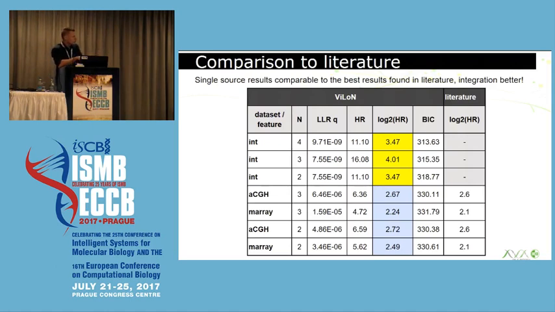So basically these are the best results for literature, for ACGH, and for microarray, and we can see that we outperform, at least with log 2 HR. So with hazard ratios, we outperform the best results from the literature. And with our integrative approach, our grouping actually highly outperforms the results found in the literature.